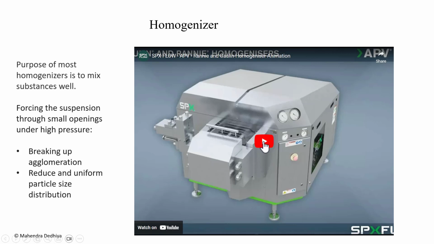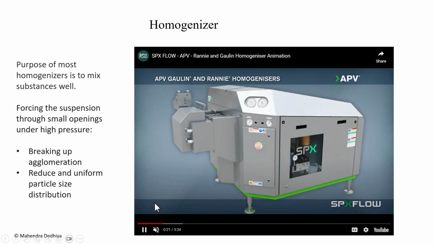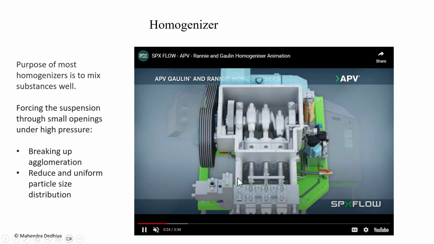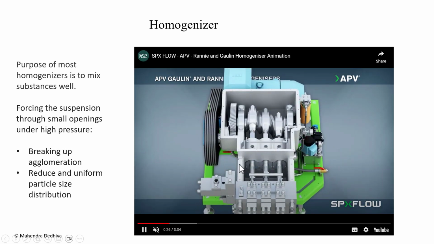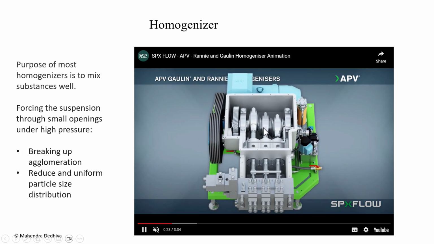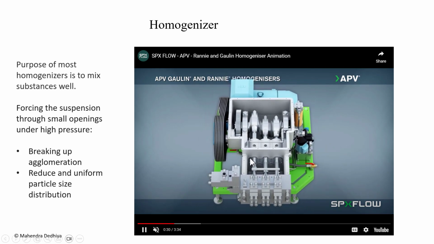So let's look at how homogenizers work. And this is one of them, where different ways of high pressure homogenizers are presented. There would be an in-feed and a piston-driven system. So you can see that the piston-driven system generates the high pressure.